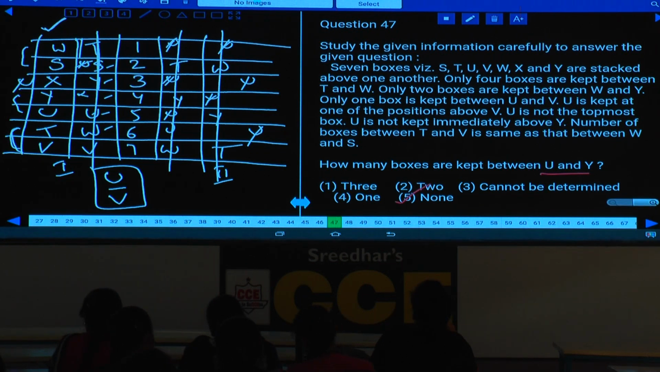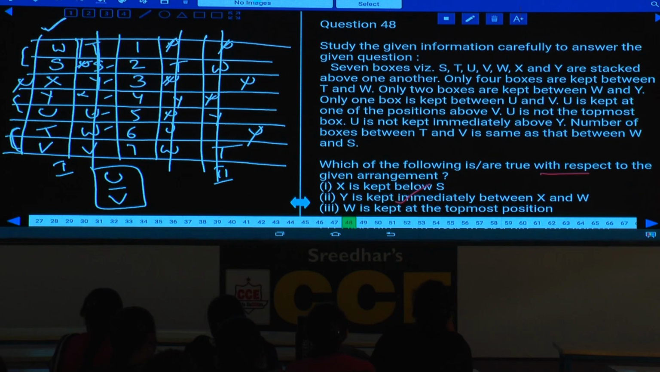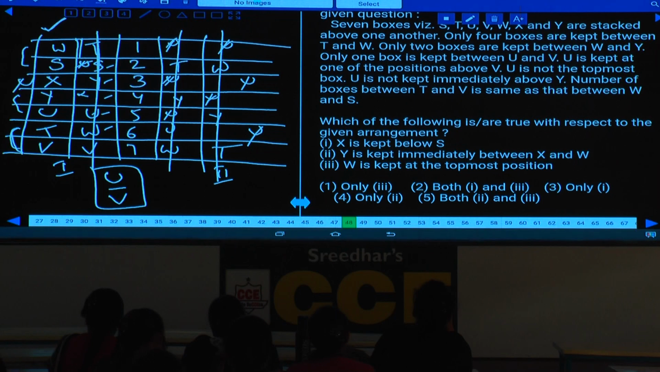Then question number 48. Now in this question, which of the following is true with respect to the given arrangement? X is kept below S, is it true or false? And Y is kept immediately between X and W. Y is exactly between X and W. Is it true? No, it is false. And W is kept at the topmost box, that is true. Hence 1 and 3 are true. 1 and 3, that is choice 2.